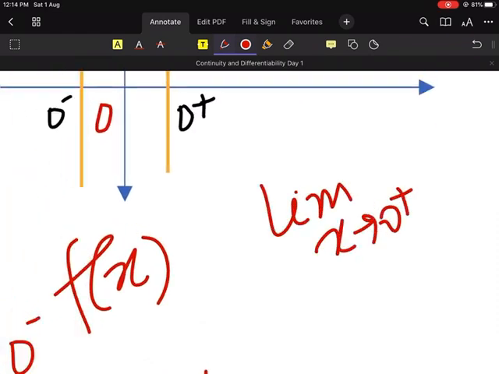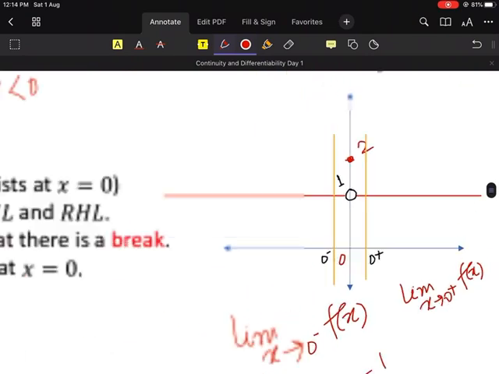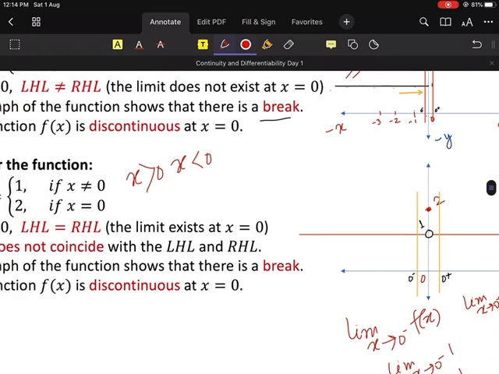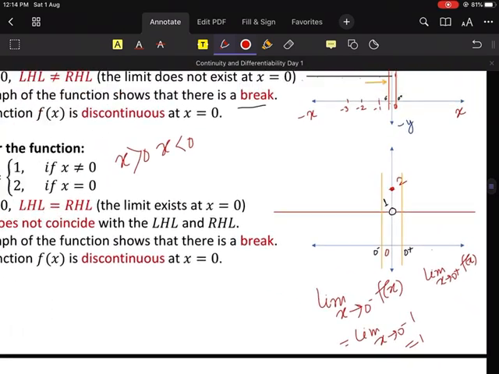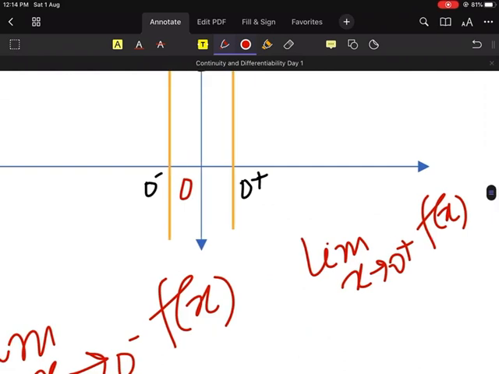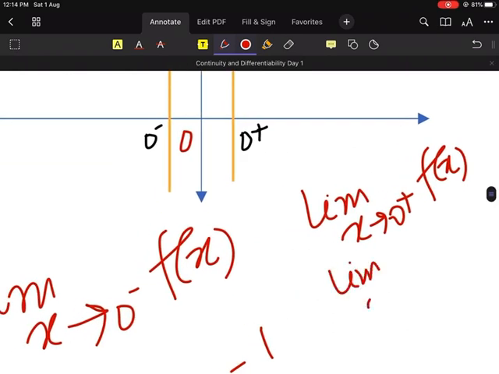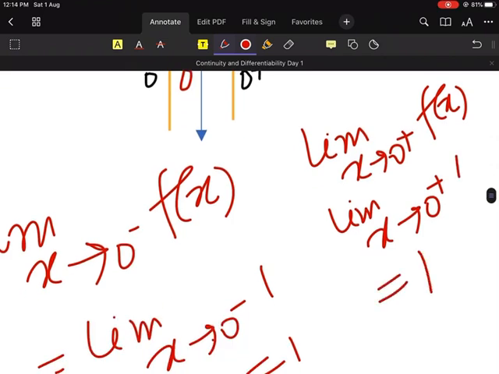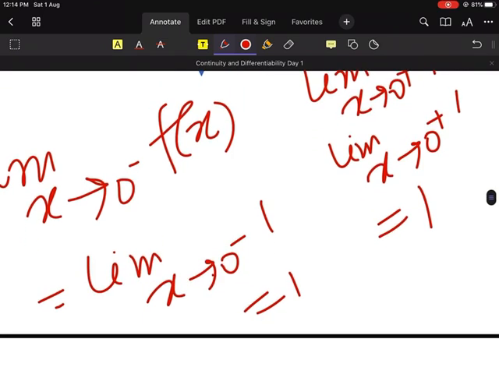Now let us find the right hand limit. So right hand limit is limit x tends to 0 plus f(x). Now x tends to 0 plus means what? Greater than 0. And for greater than 0, again it's 1. So it will be limit x tends to 0 plus of 1, and again the value will be 1. Can anybody tell me whether the limit exists at the point 0 or not? Very, very good.